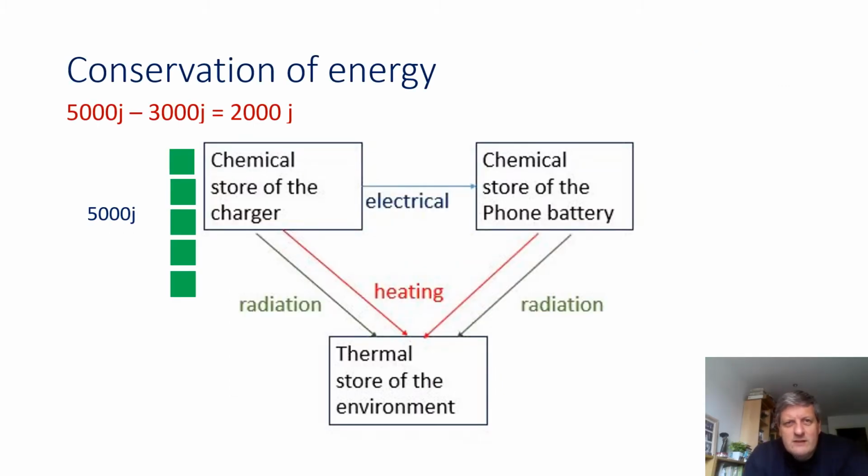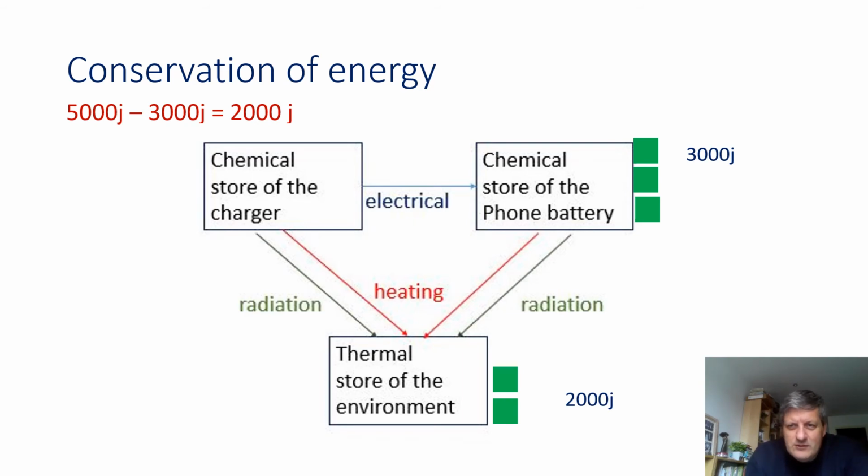Of course, the answer is 2000 joules. If we start with 5000, 3000 joules goes into the chemical store of the battery, then the remainder, the 2000 joules, must go into the thermal store of the environment, and that would be what we referred to earlier as dissipated energy. Of course, it's not ideal to have energy going into the thermal store of the environment. It represents wasted energy, and it's an important aspect of the design of devices and components to reduce as far as possible the amount of energy that is wasted.